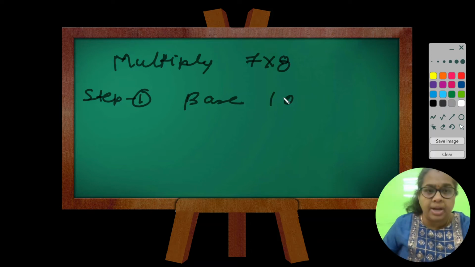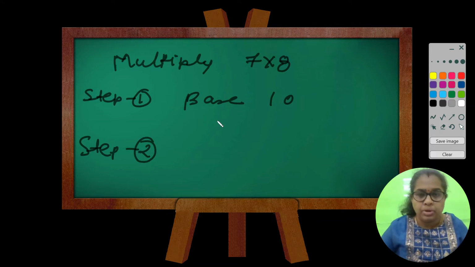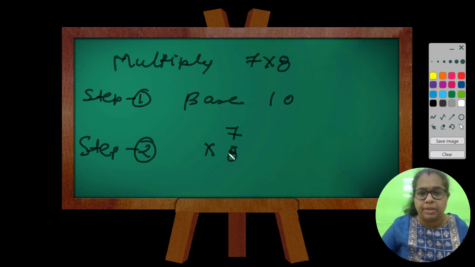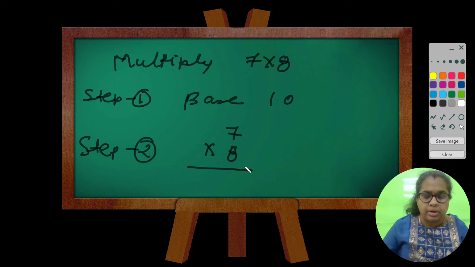Now we have step number 2. In step number 2, we have to learn how to write these numbers when we are going to multiply by Vedic math. This is the method: 7 into 8, we have to write 7, exactly down we write 8, and on the left side we use the product symbol, and then make one line at the bottom. So this is step number 2.